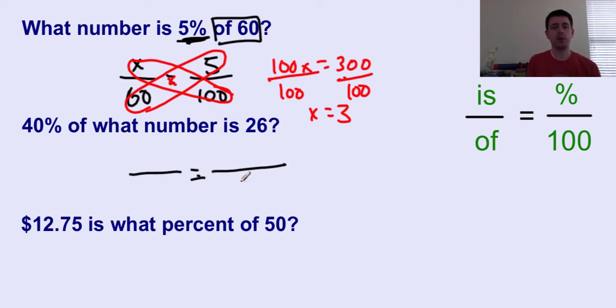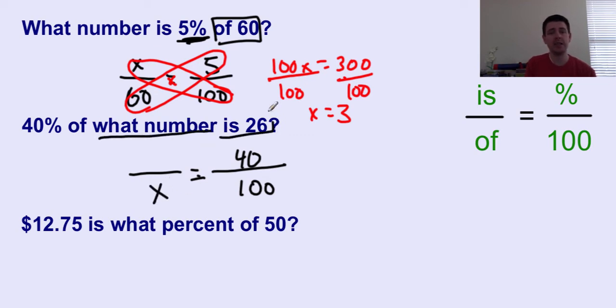Again, set up your proportion and always put in the 100, and then look at what information do we have. Again, 40%, that's a dead giveaway, that goes over here. Of what number, meaning there's my of, but I don't know the number, so that means I'm missing the whole, is 26. So that means 26 is my part. So look for those keywords.